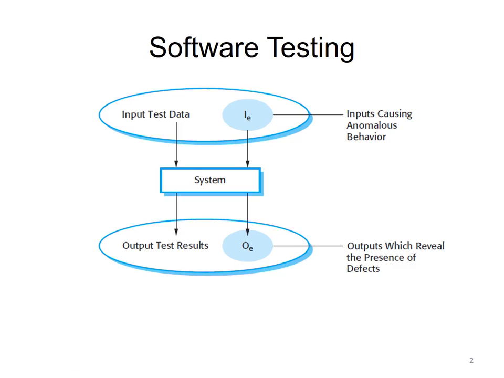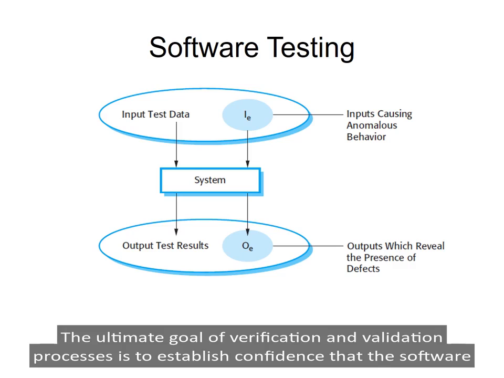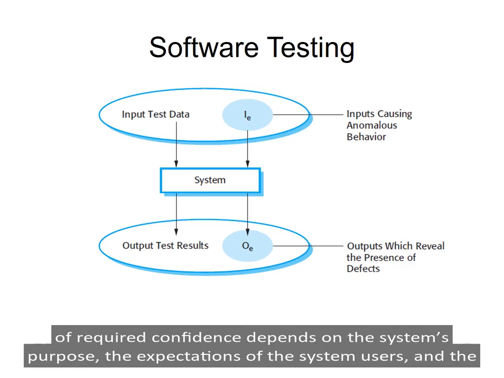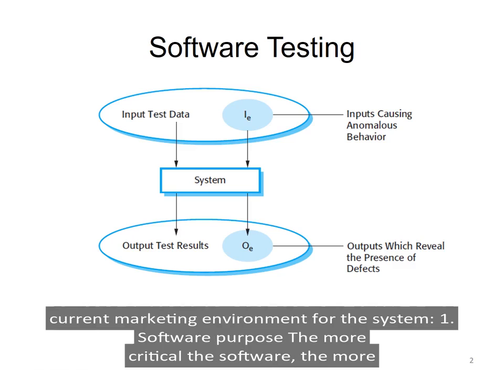The ultimate goal of verification and validation processes is to establish confidence that the software system is fit for purpose. This means that the system must be good enough for its intended use. The level of required confidence depends on the system's purpose, the expectations of the system users, and the current marketing environment for the system. Number one, system purpose.